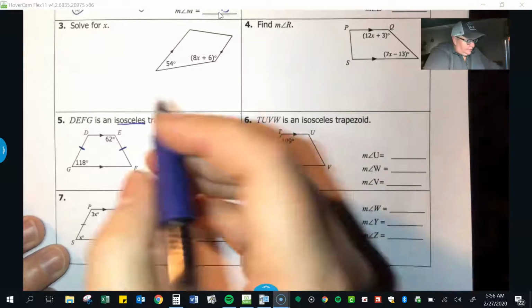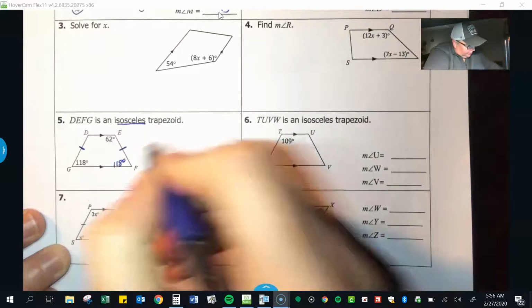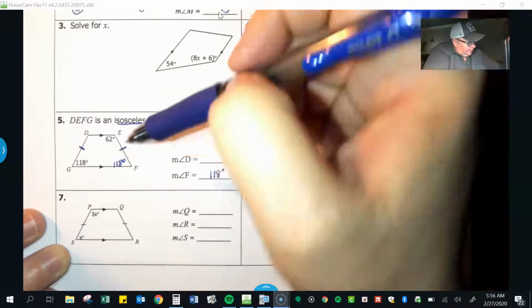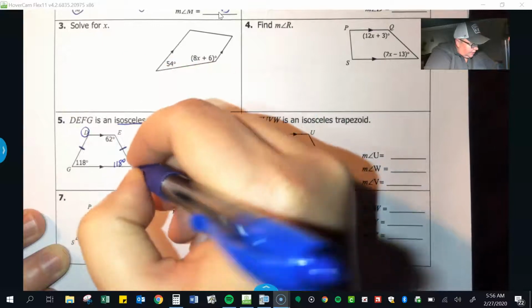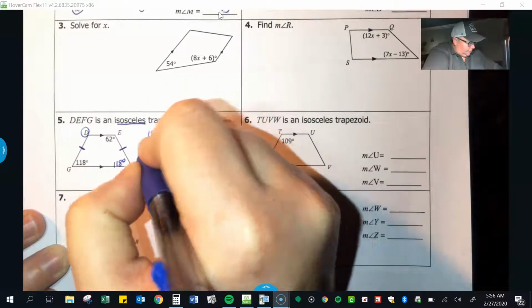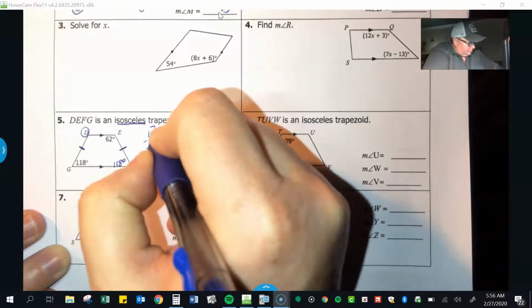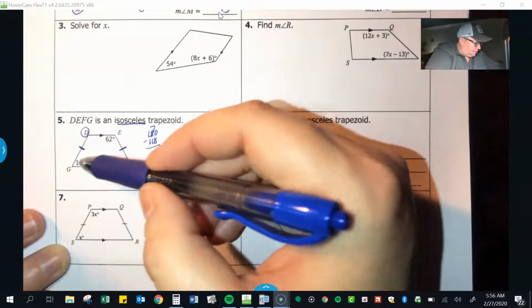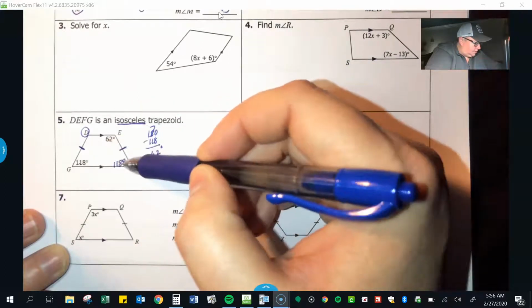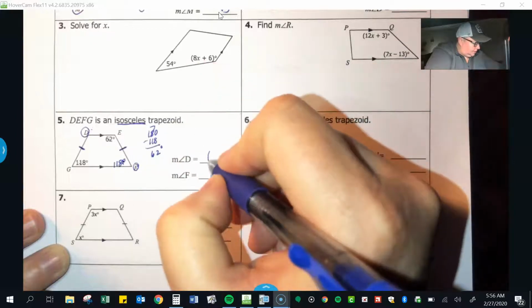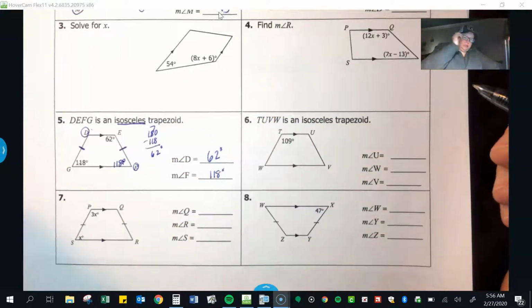Since my base angles are congruent, angle F is going to be 118. And I know that opposite angles are supplementary. So D plus F equals 180. So you can do 180 minus 118. That gives you 62. Or you know that since this is 118 and this is 62, and this is 118, this has to be 62.